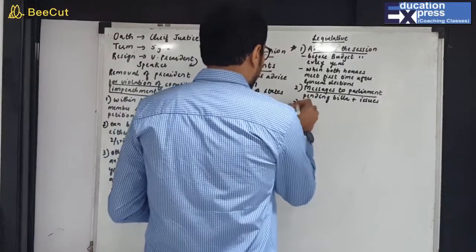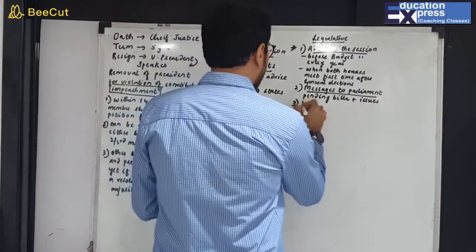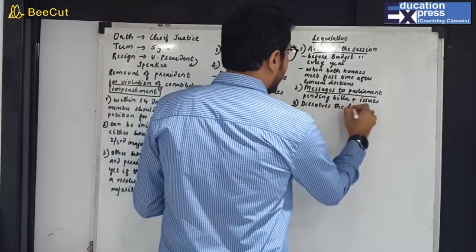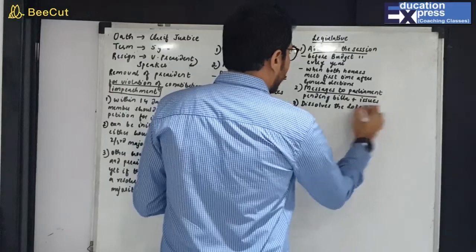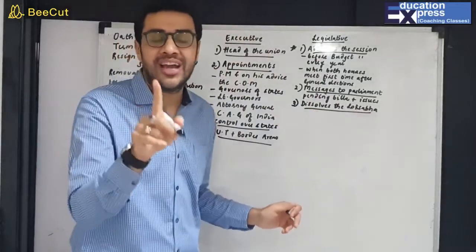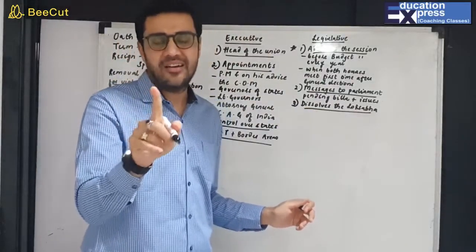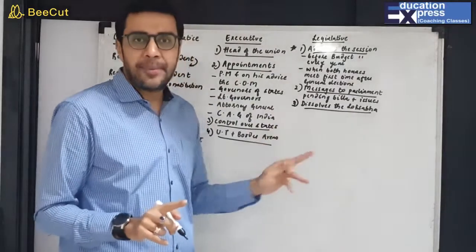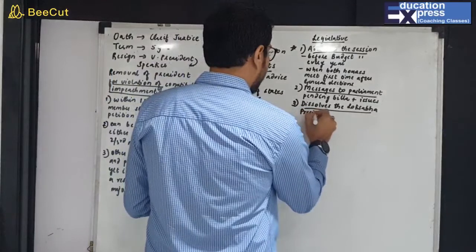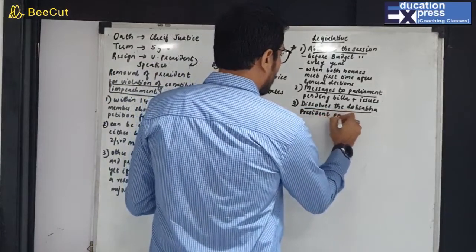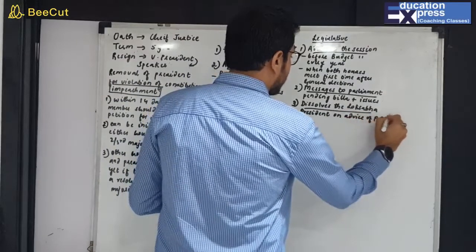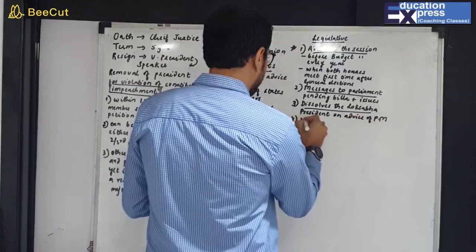Now, some 4 points we have done in chapter number 1. Dissolves the Lok Sabha. Who can dissolve the Lok Sabha? The President can dissolve the Lok Sabha on the advice of the Prime Minister. Remember, who can dissolve the Lok Sabha? President on the advice of the Prime Minister.